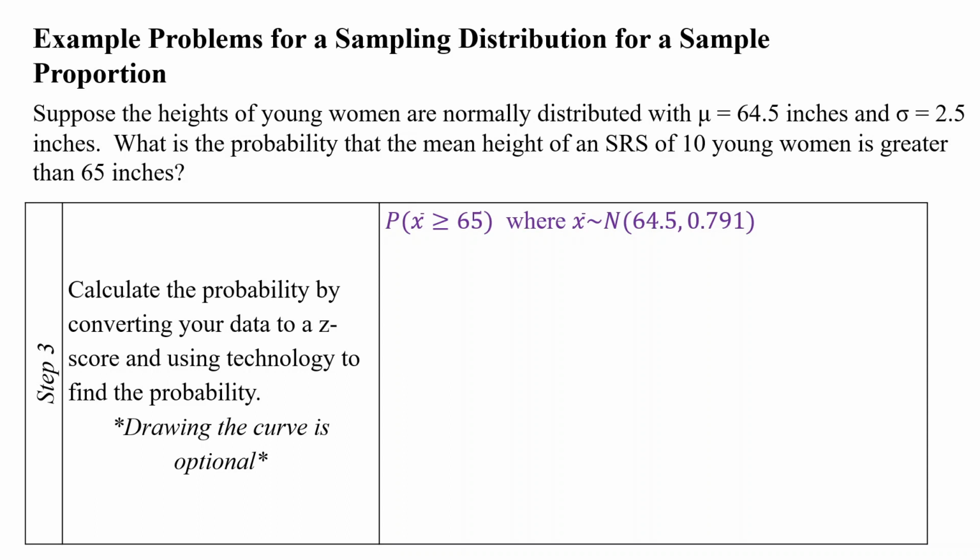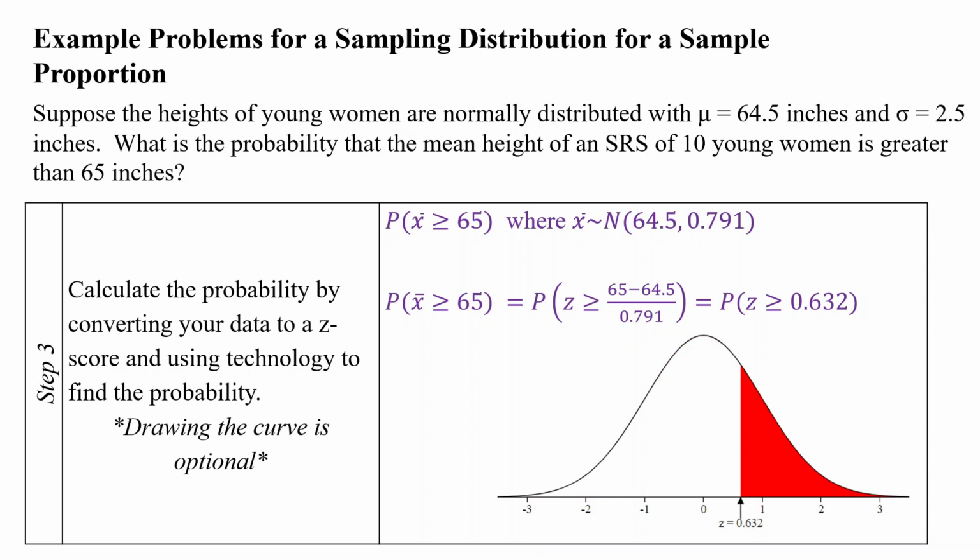But what we are trying to find is the probability that X bar is greater than or equal to 65, where X bar follows a normal distribution with a mean of 64.5 and a standard deviation of 0.791. So we just found all of that through our conditions. Now we're going to take our 65 and convert it into a z-score. Okay, so we take 65 minus our mean and then divide it by our standard deviation. And that value is going to be 0.632. Okay, so z greater than or equal to 0.632.